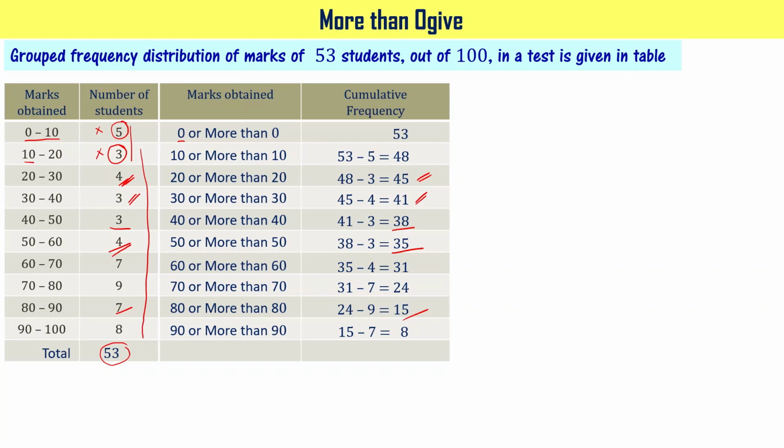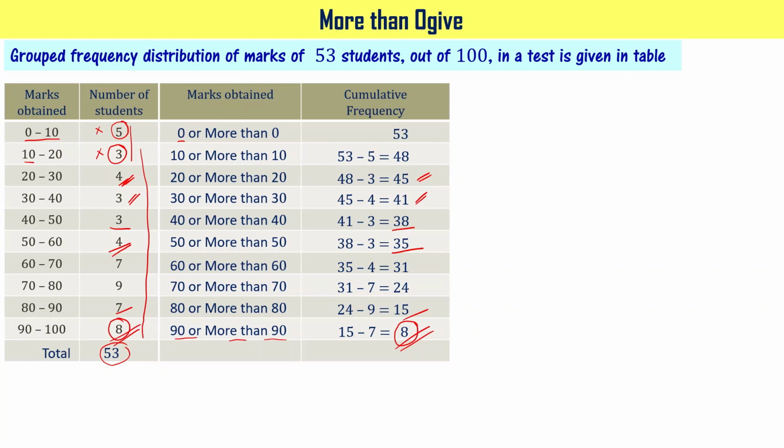You see here, 90 or more than 90 is 8. It means 90 or more than 90 is representing the number of students who have got 90 to 100 marks, right? That's why these two are the same. 8 and 8 you are getting because for 90 to 100, that frequency is 8. That's what is said here. 90 or more than 90, that is equal to 8.